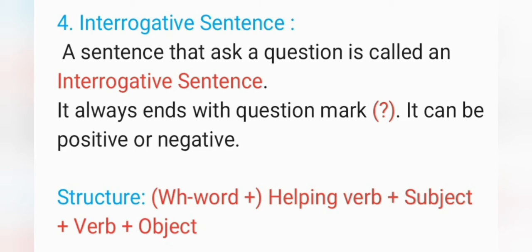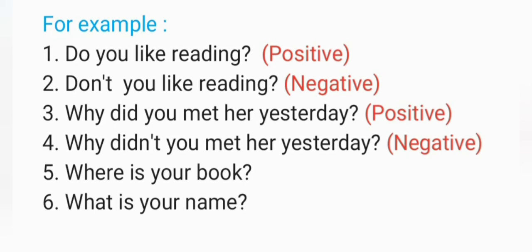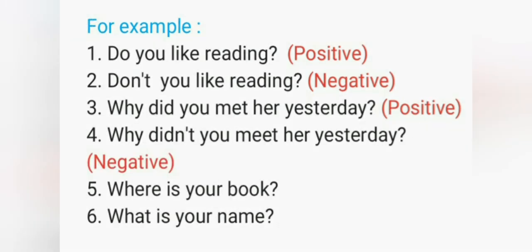Let's see the examples. Do you like reading? You can see this sentence starts with helping verb and has question mark at the end. It is a positive sentence also. Next, don't you like reading? This sentence also starts with helping verb and it has don't. That shows it is a negative sentence. And both these sentences have question mark at the end.